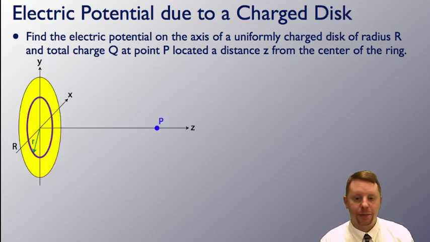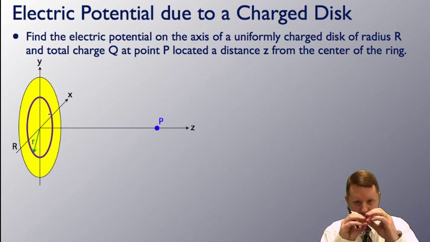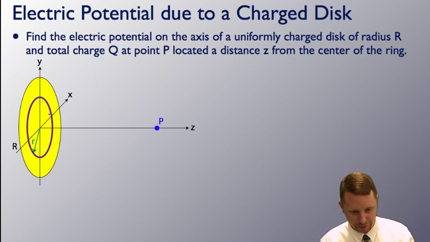Let's take a look at the electric potential due to a uniformly charged disk. Find the electric potential on the axis of a charged disk of radius r and total charge q, again at point P located some distance z from the center of the disk. So it looks a lot like our last setup. Our strategy here, now that we know what the potential is due to a ring, is going to be to go from 0 to R as we add up all the slowly increasing rings of charge until we get the entire potential. So, as we do this, let's set this up again.